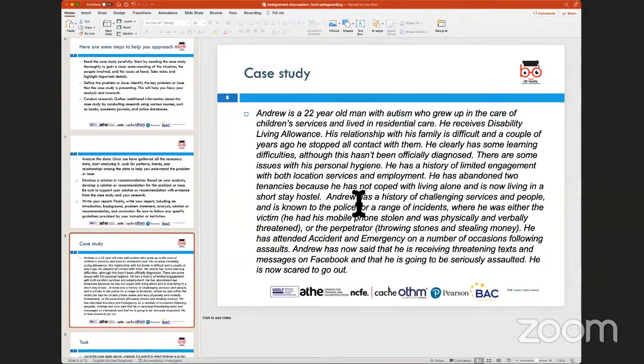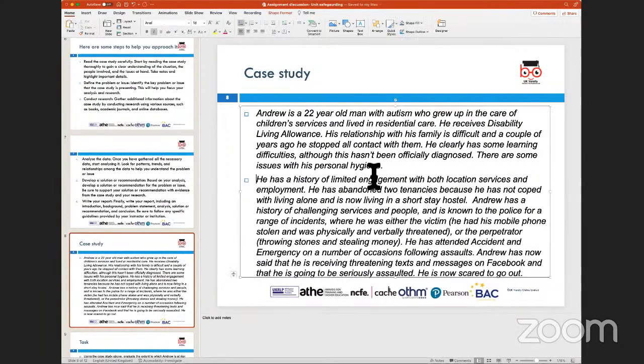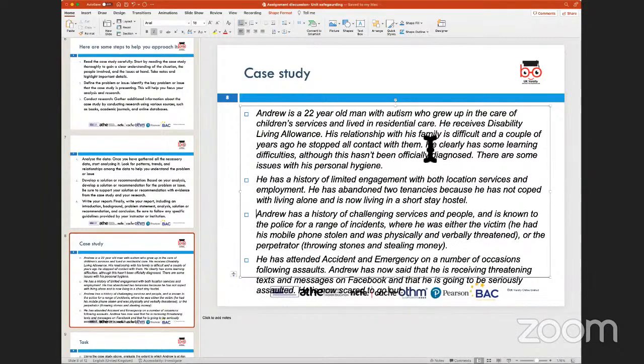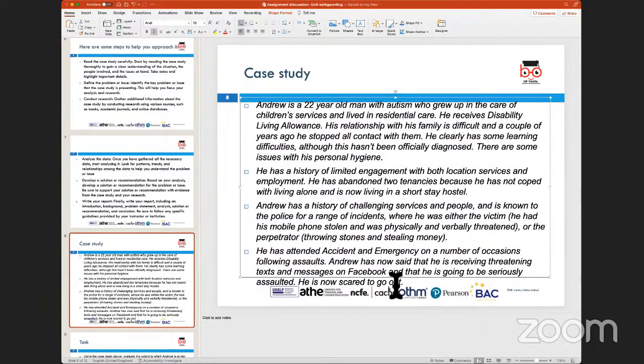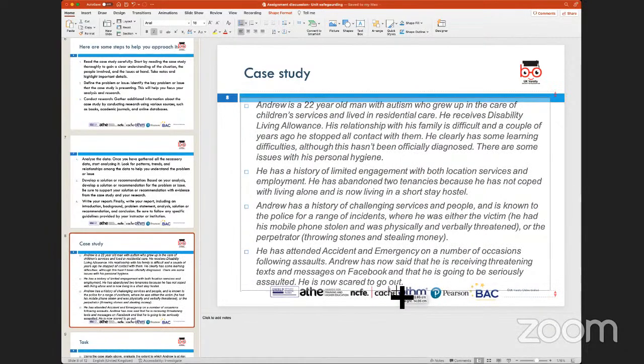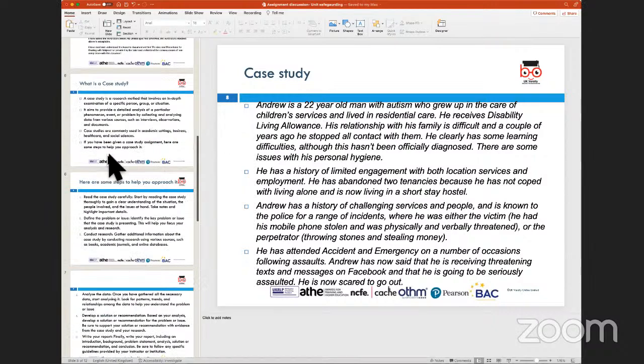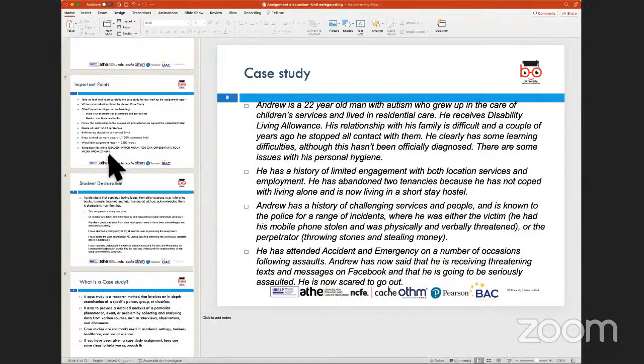Now, when we look at the case study which has been given in the assignment, what I've done is I've just cut and pasted the case study from the assignment brief. And as you can see, let's give it a quick read right now, it talks about Andrew, who's a 22-year-old man with autism.